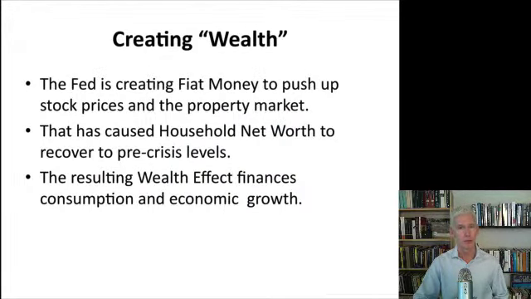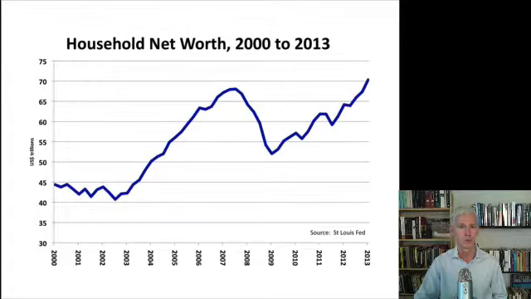And they have used that newly created paper money to push up the stock market and the property market, creating a wealth effect by pushing up the net worth of the household sector. And this wealth effect has made the public feel that they can spend more money, and that's boosted consumption and that's boosted economic growth. Here you can see the household net worth. It's now back up to $70 trillion, in fact, an all-time new high, higher than even before the crisis.